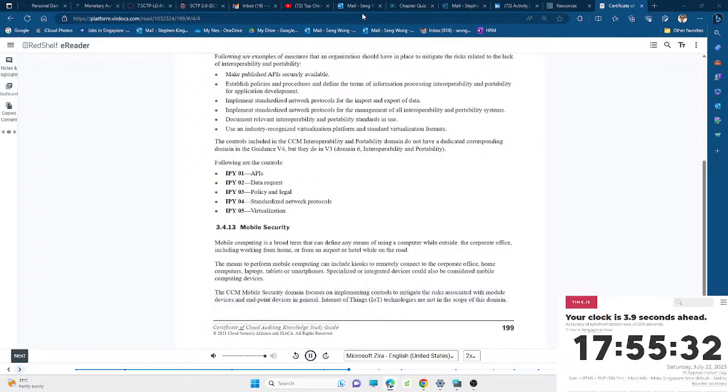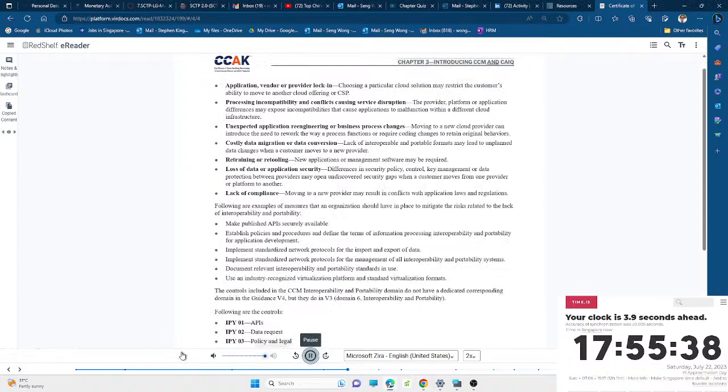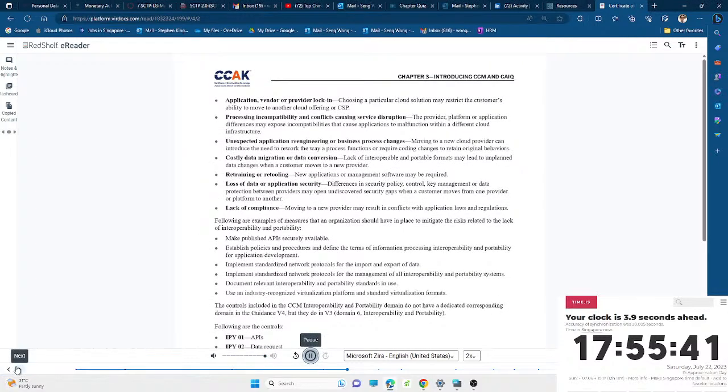199 Certificate of Cloud Auditing Knowledge Study Guide, copyright 2021 Cloud Security Alliance and CCAK. All rights reserved. Chapter 3, Introducing CCM and CAIQ. Image with the following description: image for page with label 199.